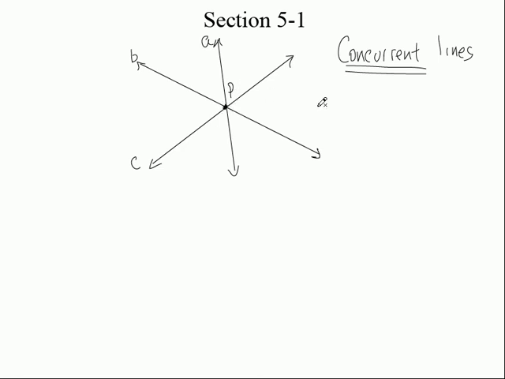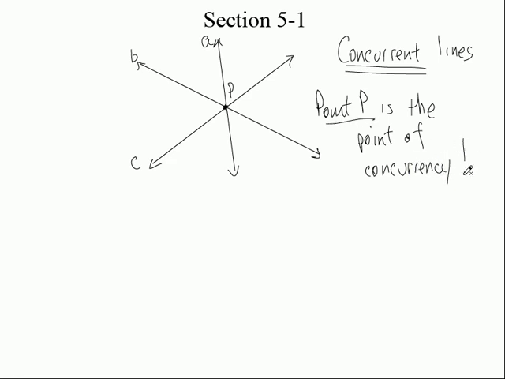Now that point P is called the point of concurrency. All right, so there you go. Point P is the point of concurrency. That's what you have to know about that.